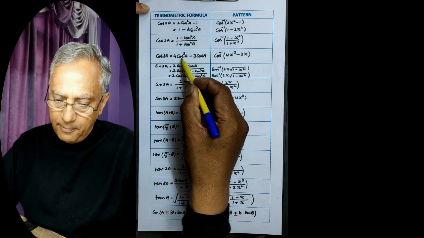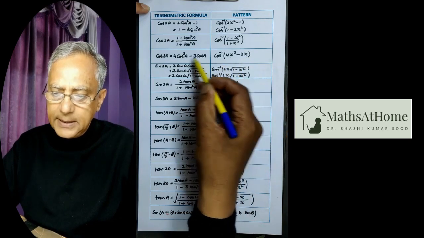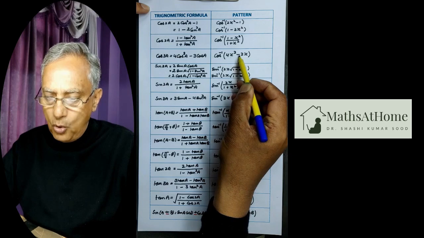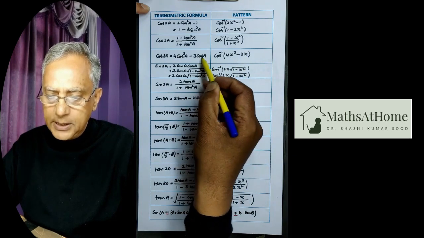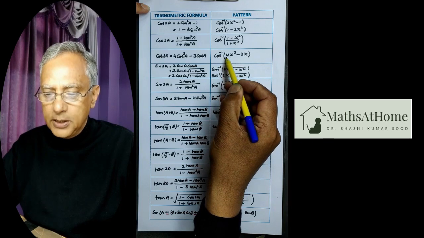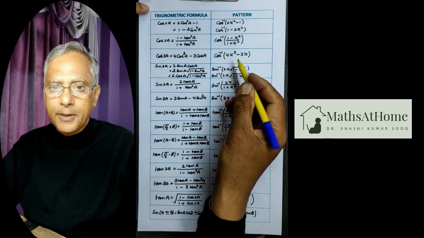In this, pattern is 4x cube minus 3x. Put x equal to cos of a. So this will become 4 cos cube a minus 3 cos a, which is cos of 3a. So cos inverse cos 3a will be 3a, and there will be a simplification.